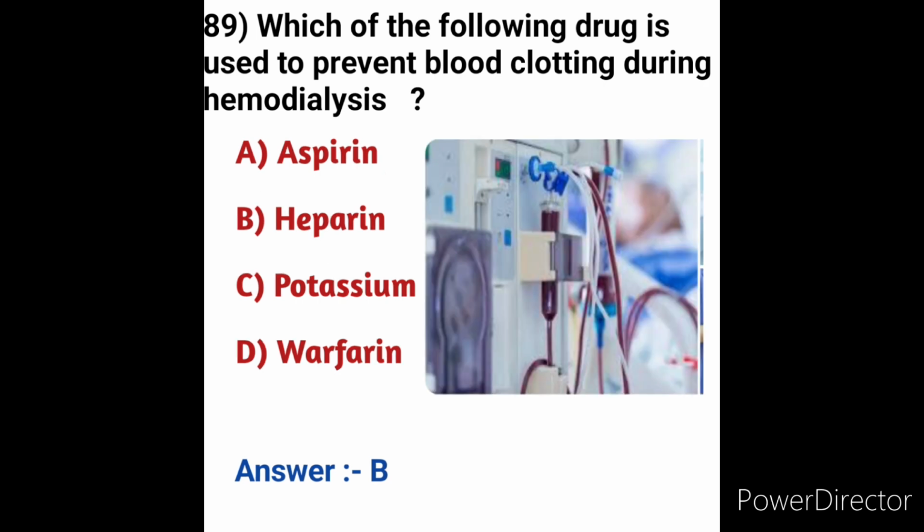Option B. In this picture we can see one of the tubes fixed in the dialysis machine. This is called the heparin line. During dialysis, the heparin line is used for the purpose of preventing blood clotting.